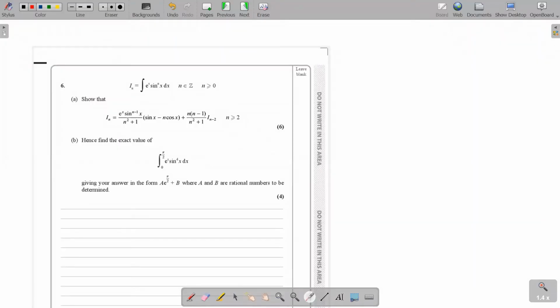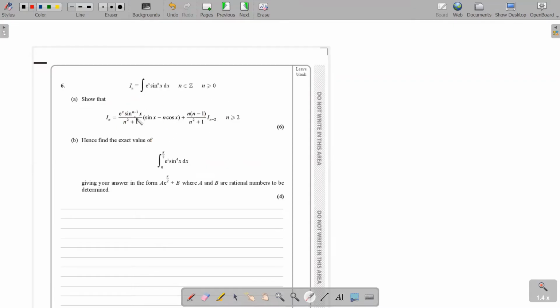Okay, so now I'll move to question number 6. So you can see question number 6 is the reduction formula question, right? Okay, so pay attention. Now they have given you the I n. So it's integration of e to the power x sine to the power n x with respect to x. Show that this integration is equal to, okay, so pay attention to show that, because this show that tells you the path you need to go.